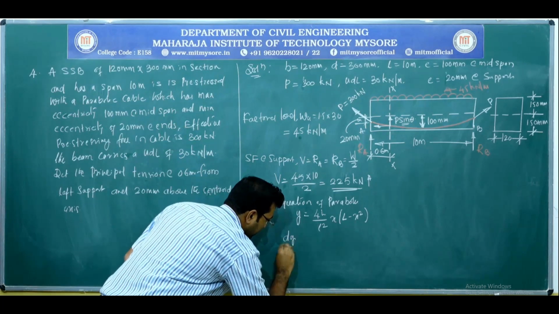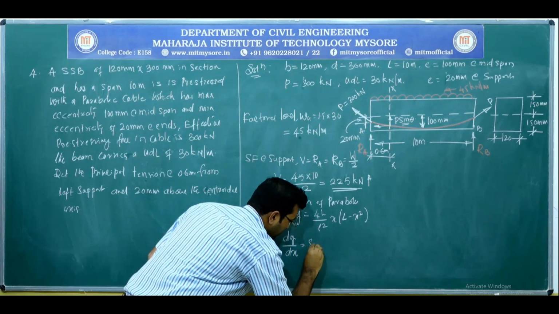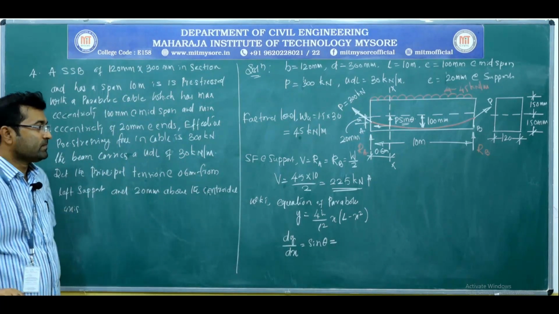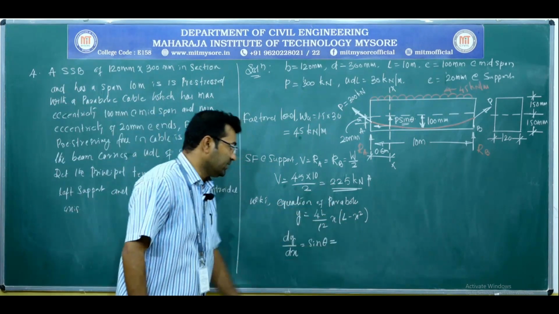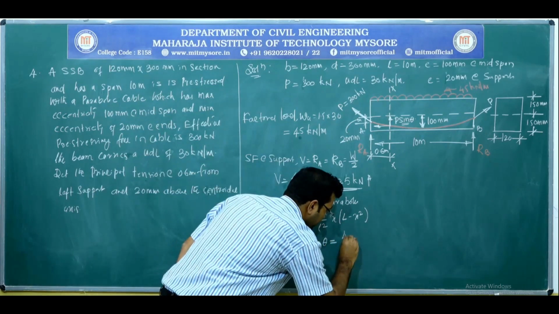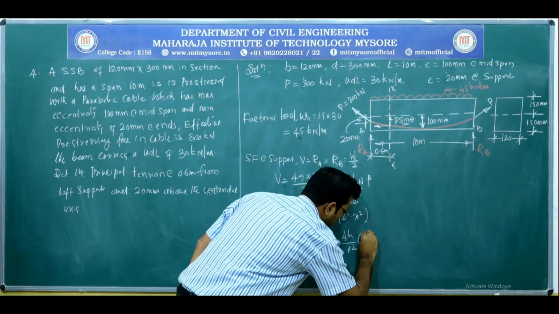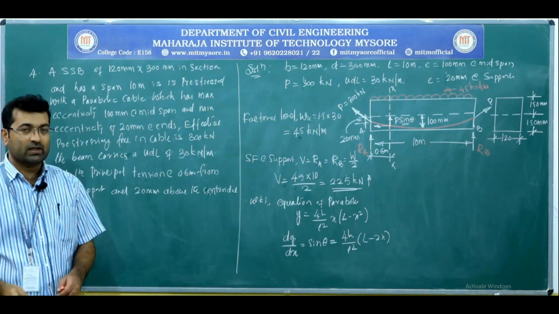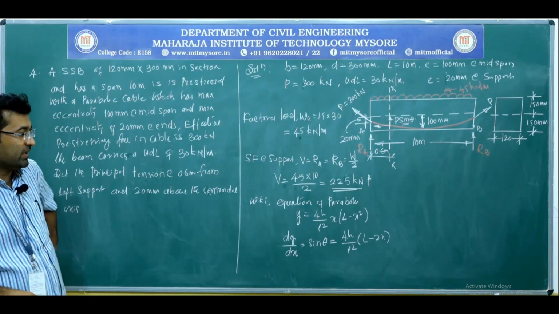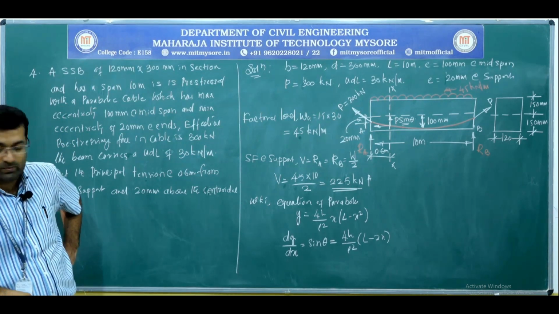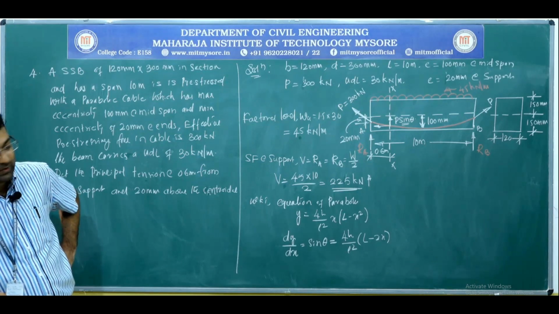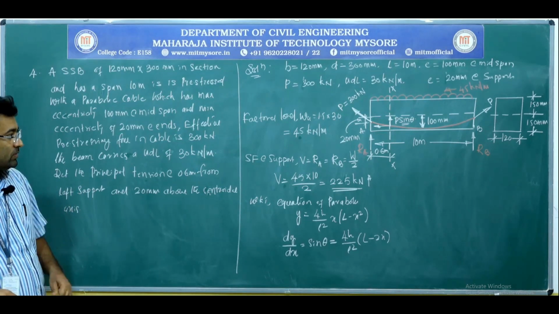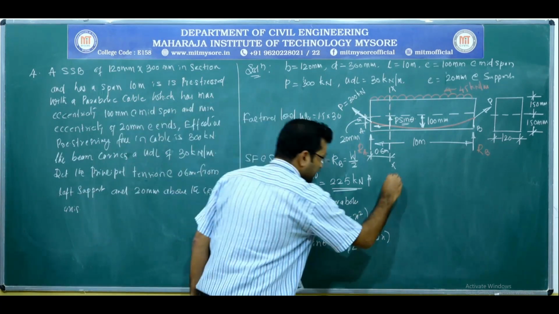That is dy by dx is equals to sin theta is equals to. Right? So if I differentiate this equation, it will be 4h by L square into (L minus 2x). So I am differentiating the equation of parabola with respect to x, then I will be getting 4h by L square into (L minus 2x). Correct? So let us substitute the values here.